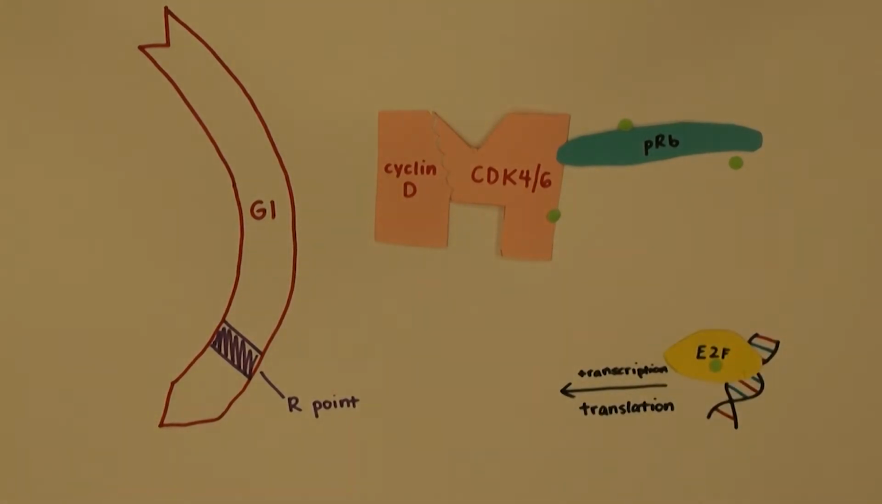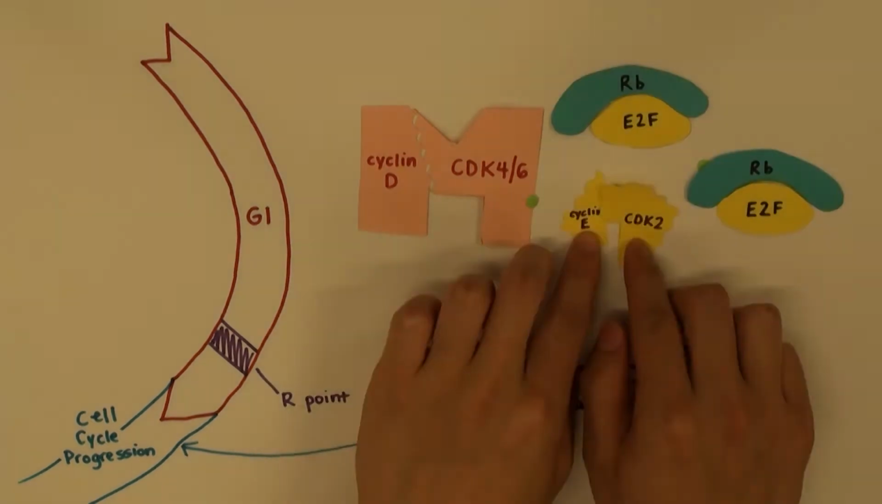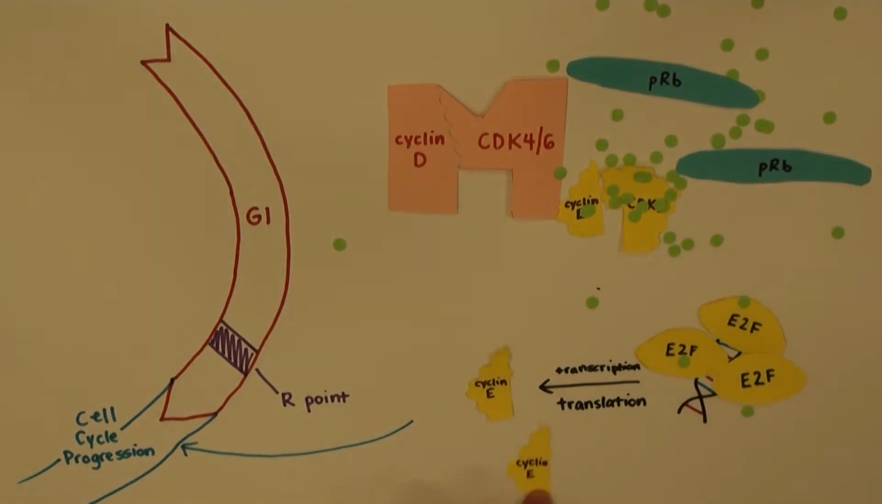which is now free to upregulate transcriptional expression of cyclin E. As cyclin E is translated into protein, it binds to CDK2, forming cyclin E CDK2 complexes, which further phosphorylate retinoblastoma, releasing even more E2F in a positive feedback cycle, which is important in surpassing the R point.